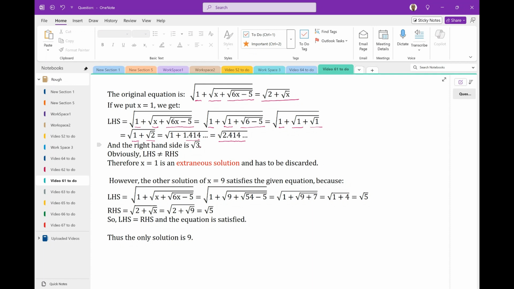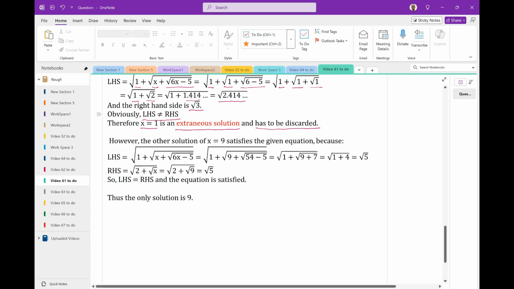And the right-hand side with the value x is equal to 1 comes to square root of 3. Obviously, the left-hand side is not equal to right-hand side. Hence, x is equal to 1 is an extraneous solution and has to be discarded.